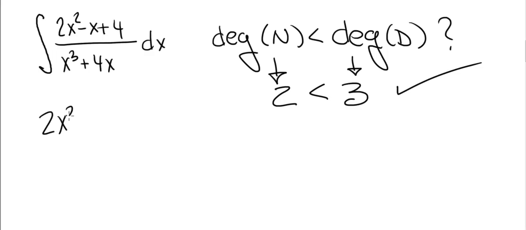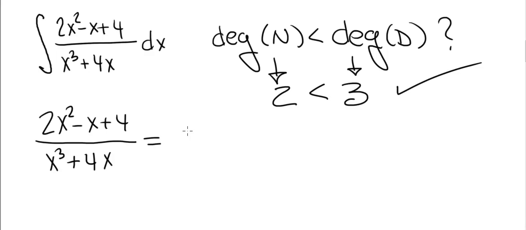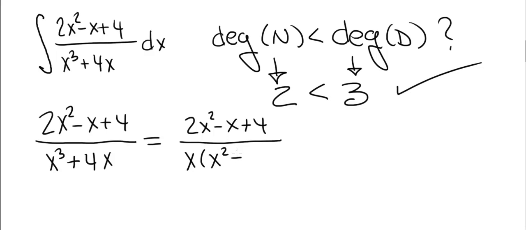Next, we take 2x squared minus x plus 4 divided by x cubed plus 4x and see if we can factor the denominator. Since the denominator is a third degree polynomial, third degree polynomials can always be factored, and in this case it factors into x times x squared plus 4. Now notice that x squared plus 4 cannot be factored further. It's called an irreducible quadratic polynomial because we cannot write it as a product of two linear terms.